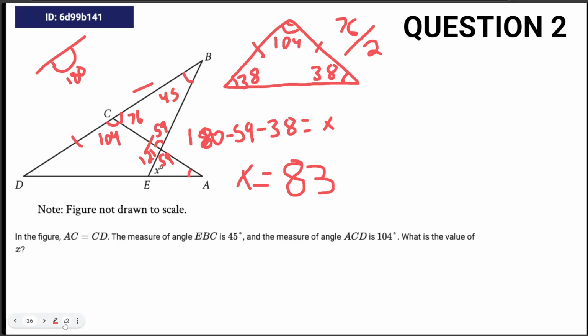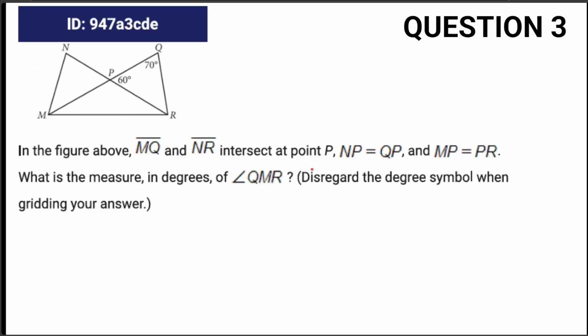Moving on to the final question, question 3. I'll give you 3, 2, 1. Okay, in the figure above, MQ, NR intersect at P. As we can see, NP is equal to QP. It's good to know. We also know that MP is equal to PR. Add some marks there. And we want to find QMR.